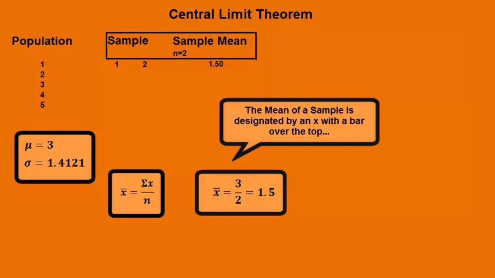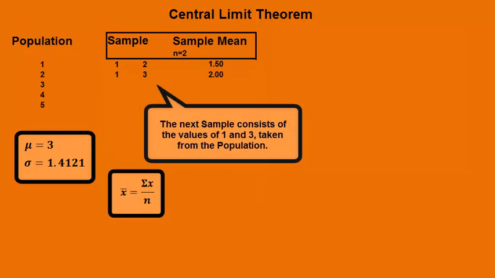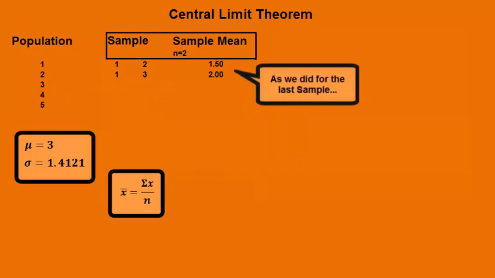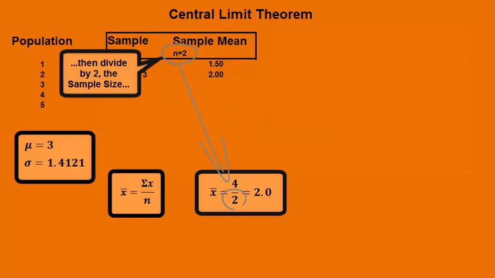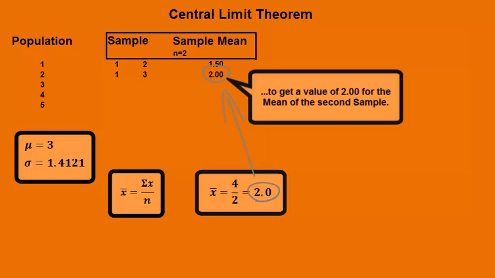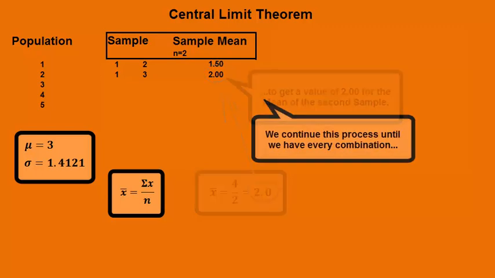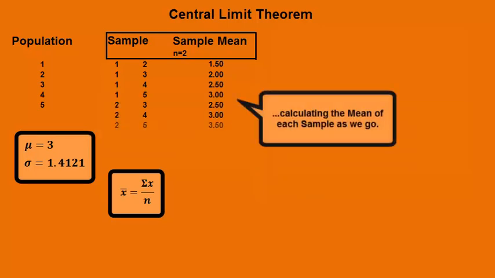The mean of a sample is designated by an X with a bar over the top and is read as X bar. The next sample consists of the values of 1 and 3 taken from the population. As we did for the last sample, we add 1 and 3 to get 4, then divide by 2, the sample size, to get a value of 2.0 for the mean of the second sample. We continue this process until we have every combination of the 5 members of the population, calculating the mean of each sample as we go.